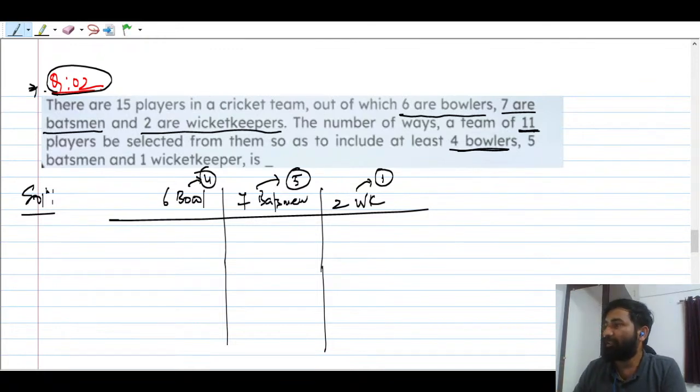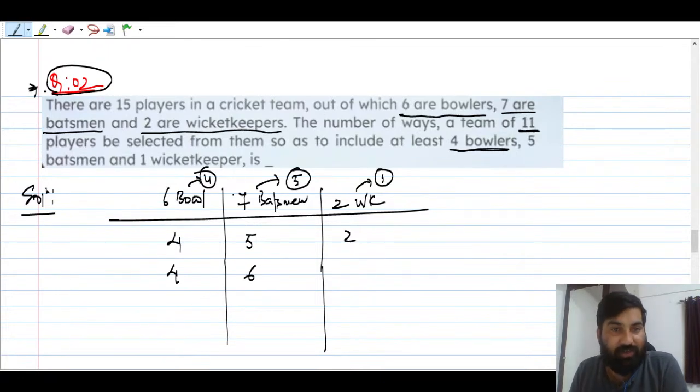So let me start taking. Suppose there are four bowlers. So there can be five batsmen, right? Four plus five, how many? Nine. Now two are remaining, so you can say two wicket keepers we can take. And suppose four bowlers are there, and we can take six batsmen because there are seven batsmen. So one of the wicket keepers should be there. Please remember this combination.